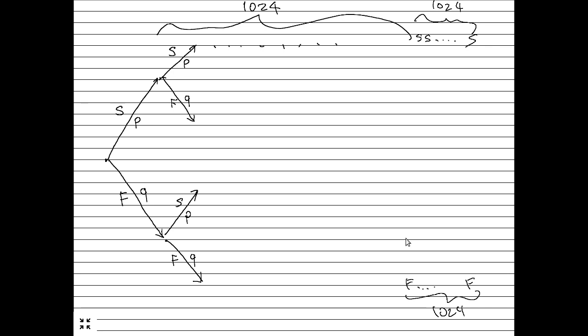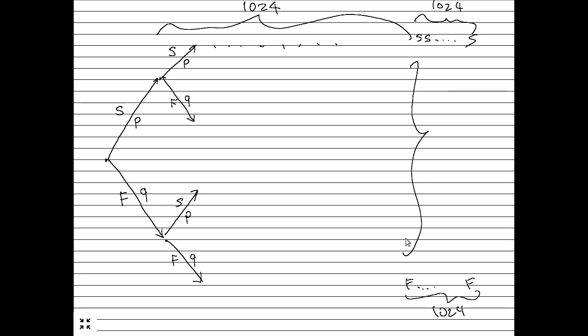Because to get to the very last leaf node, it's going to have to follow the fail, fail, fail, fail, fail, all the way to the very last leaf node. And to get to the top leaf node, it's going to have to follow the success, success, success, all the way down. So in between, there will be some that have one error bit. There'll be some that have two error bits. There'll be some that have three error bits, and so on.